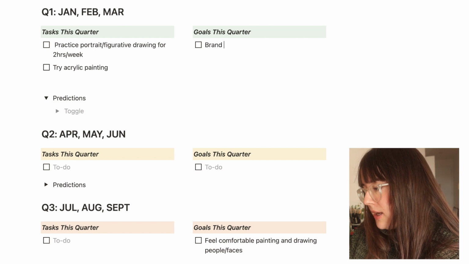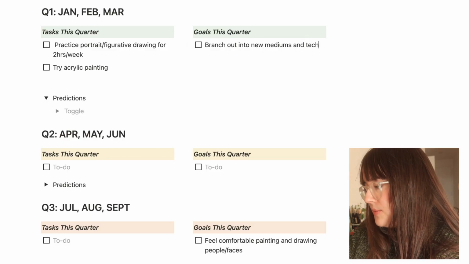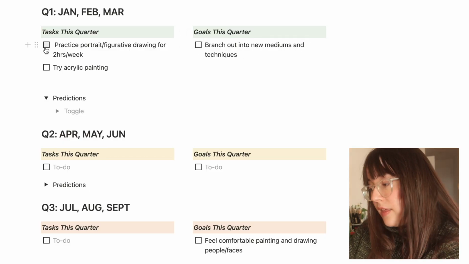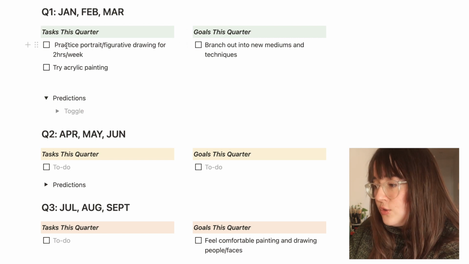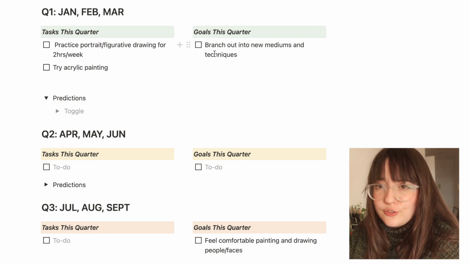And a goal that I'm going to have is to branch out into new mediums. You see what I mean? Like sort of the goal is something a little bit more vague, a little bit more unspecific. And then for the task, we have like, okay, I'm going to try this specific thing, and that's going to help contribute to my goal. Branch out into new mediums and techniques. And then that also sort of ties back into portrait and figurative drawing, right? Like we're getting used to new stuff.